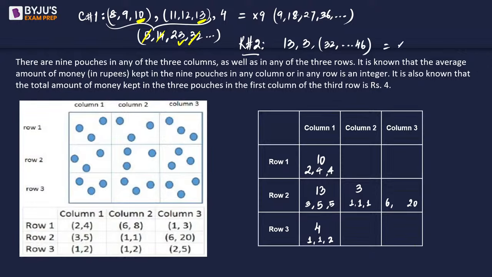And their sum should be in the table of 9. Table of 9 means again 9, 18, 27, 36 and so on. There can be a lot of cases. So right now what we see is 13 plus 3 is 26.